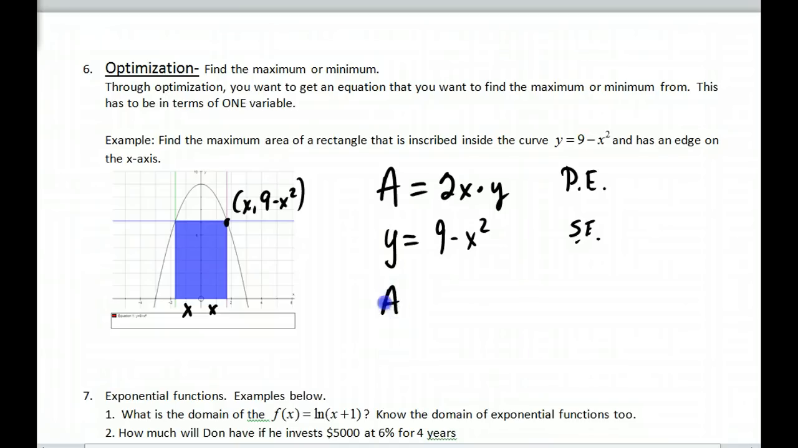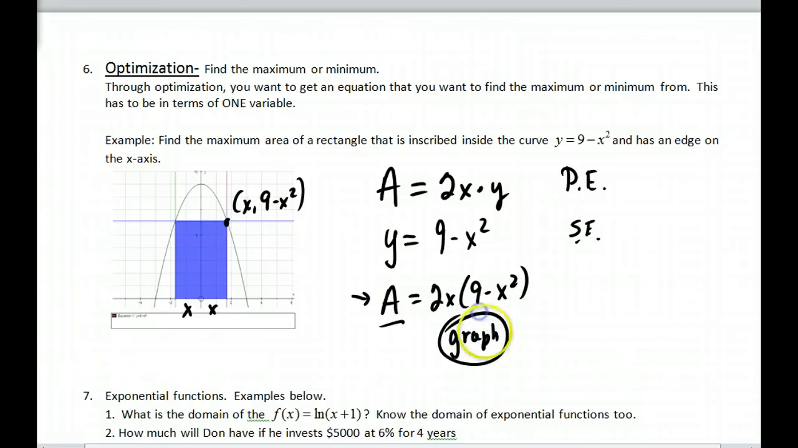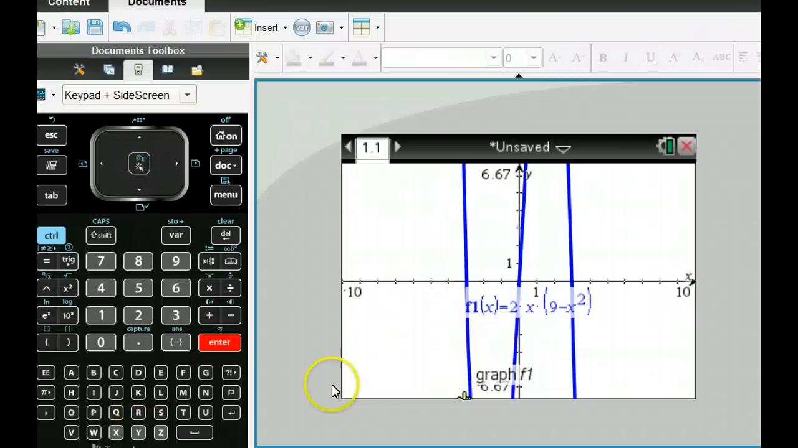So this is the equation that we want to optimize. A is equal to 2x, and now instead of y, I'm going to replace it so I have everything in terms of one variable. This means area in terms of x. Then what you would do from this is go to your graph, find an appropriate window, and find the maximum. I'm not going to do that for you here, but that's what you need to do. I changed my mind. I will show you.